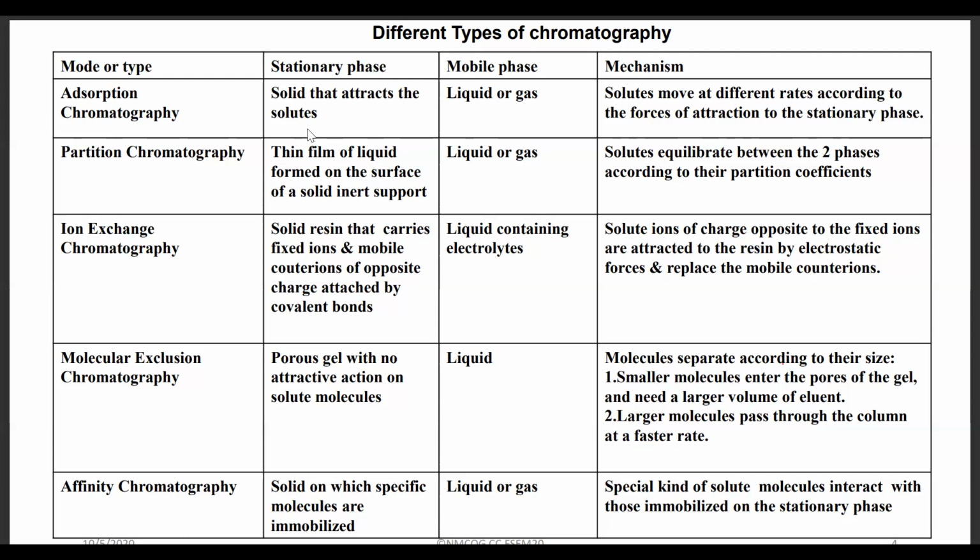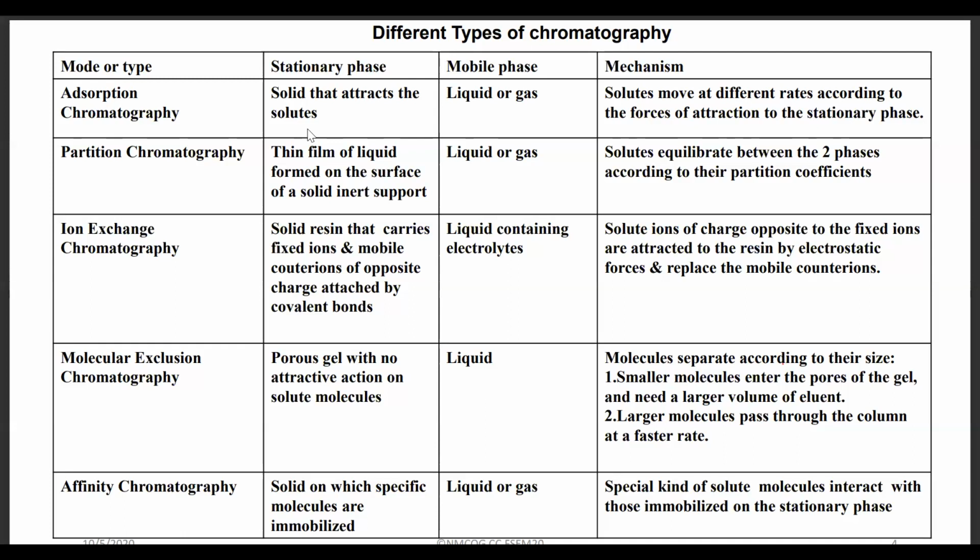And then our molecular exclusion chromatography. This one separates in terms of size, whereby the smaller molecules will enter into the stationary phase, while the larger ones will pass through at a faster rate. So we have a porous gel. What does this mean? Pores. The smaller molecules can get into the pores and therefore move much slower as they move with the mobile phase.